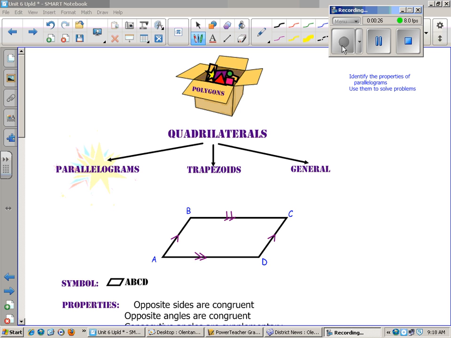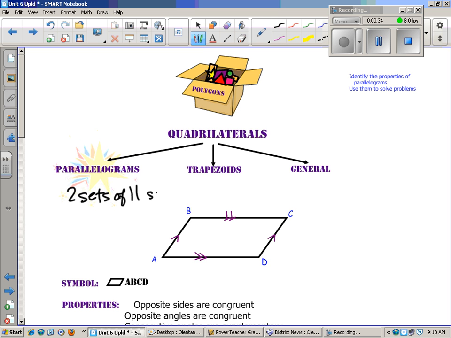Parallelograms, and parallelograms have 2 sets of parallel sides. Trapezoids, which have 1 set of parallel sides. And general quadrilaterals, which have 0 sets of parallel sides. And the one special general quadrilateral we're going to look at are kites.